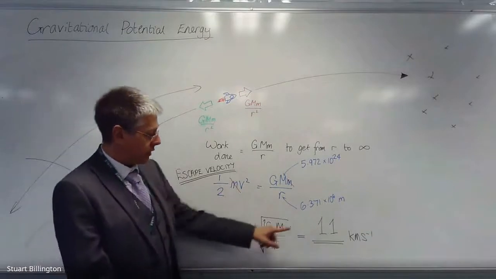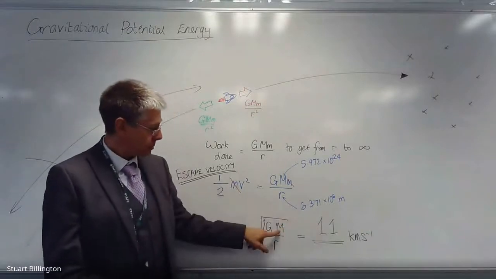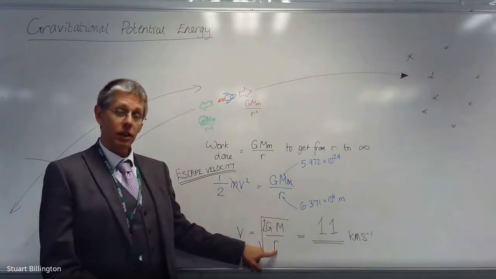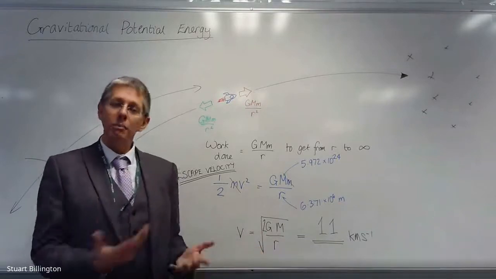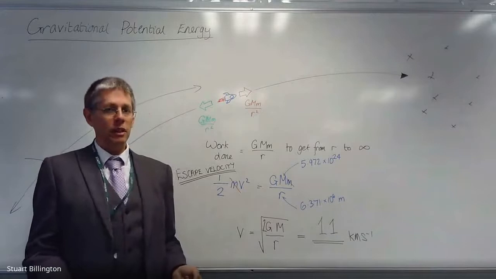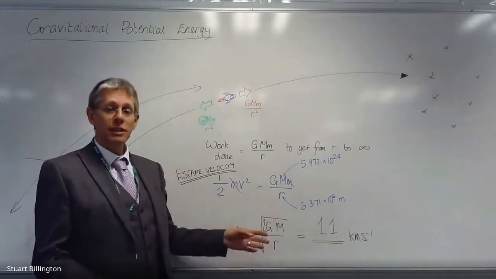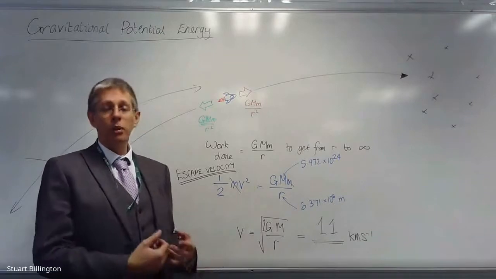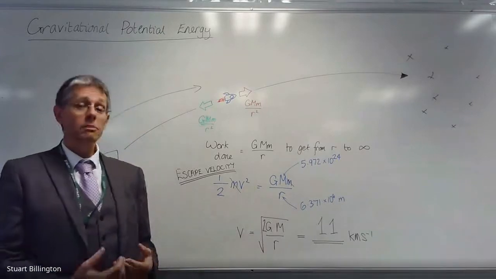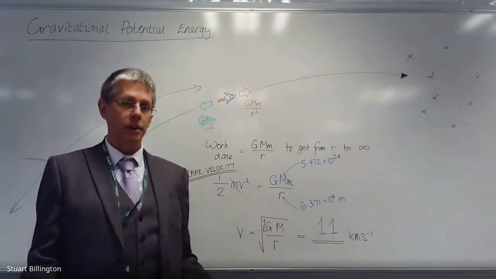Obviously, the escape velocity depends upon the mass of the object and the radius of the object. And if you put this in for different planets, they have different escape velocities. So if you do this for the moon, the escape velocity is much, much, much lower for the moon. If you put it on Jupiter, the escape velocity is much, much, much higher for Jupiter.